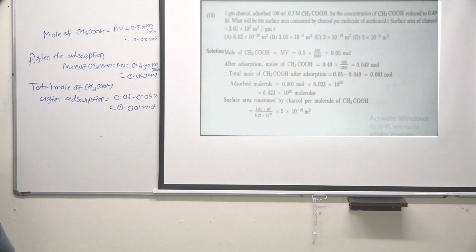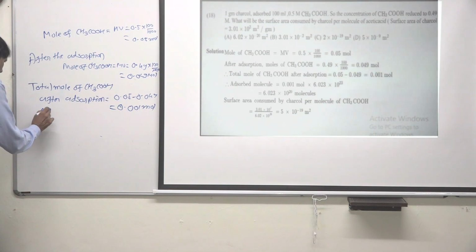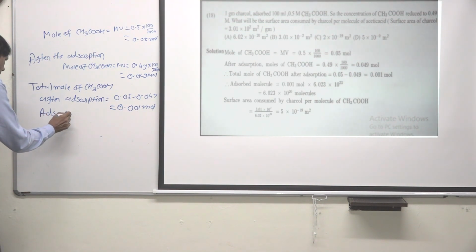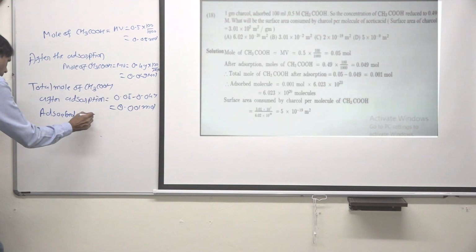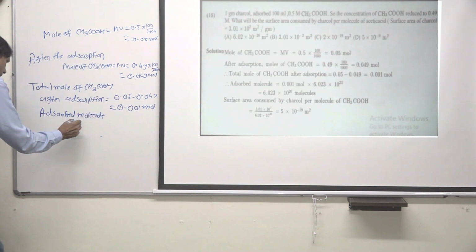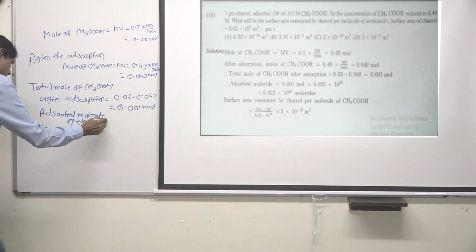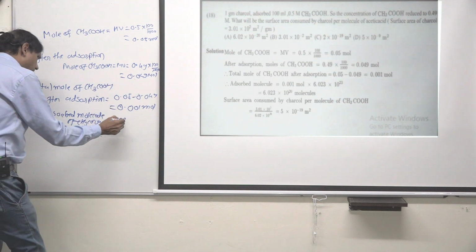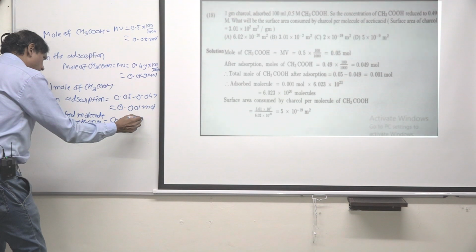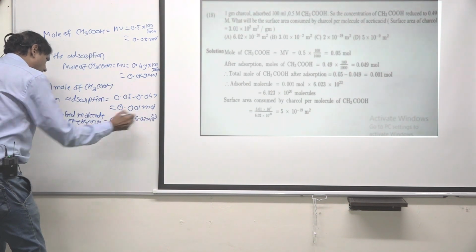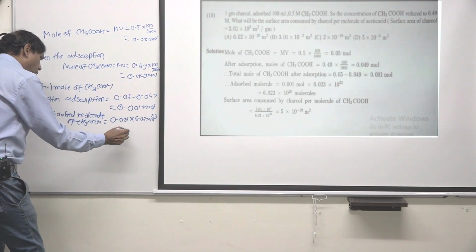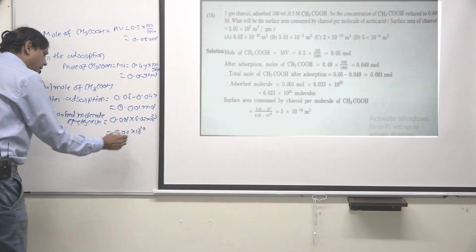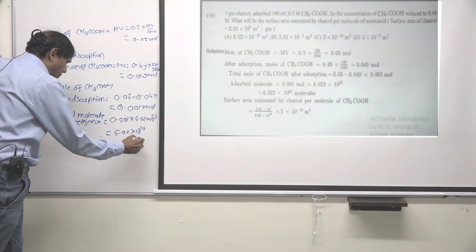Now they have asked what will be the surface area covered by charcoal per molecule. So for surface area of charcoal, we consider the adsorbed molecules. The adsorbed molecules of acetic acid is equal to whatever value we got here multiplied by Avogadro number 6.02 into 10^23. So it will give 6.02 into 10^20. So that many molecules we obtained.